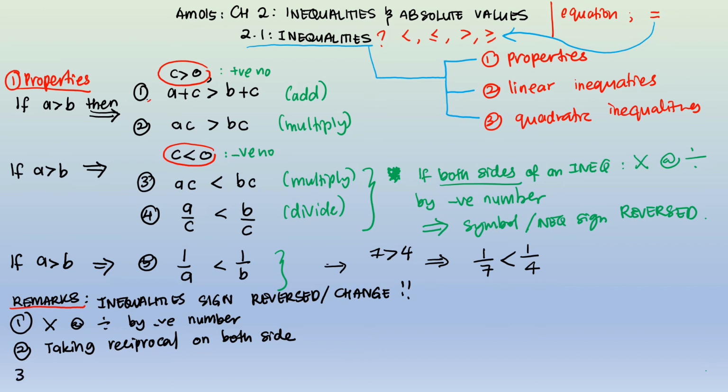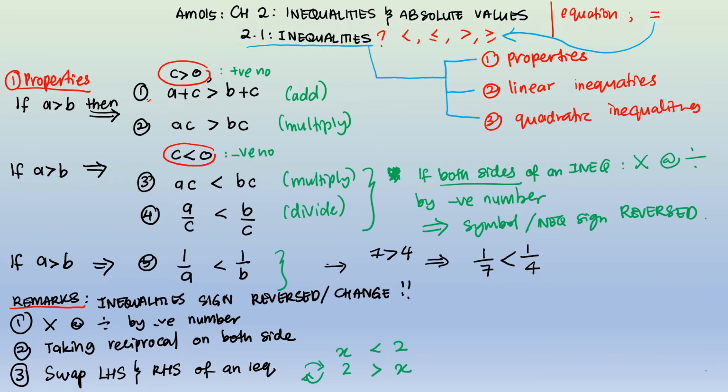Number 3, the inequality sign will be reversed when you swap the left hand side and right hand side of an inequality. For example, x less than 2: when you want to swap, just change the position of x, so the symbol will change like this.